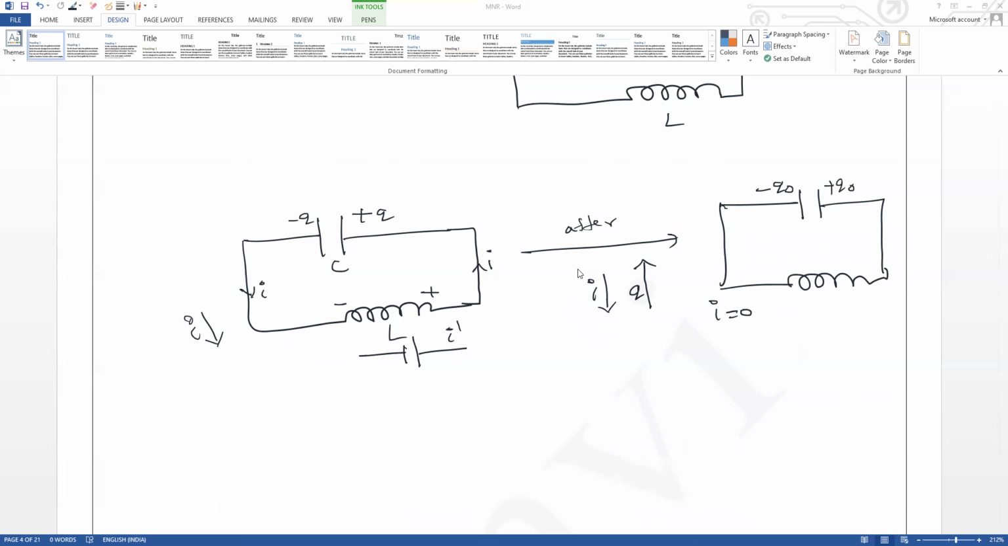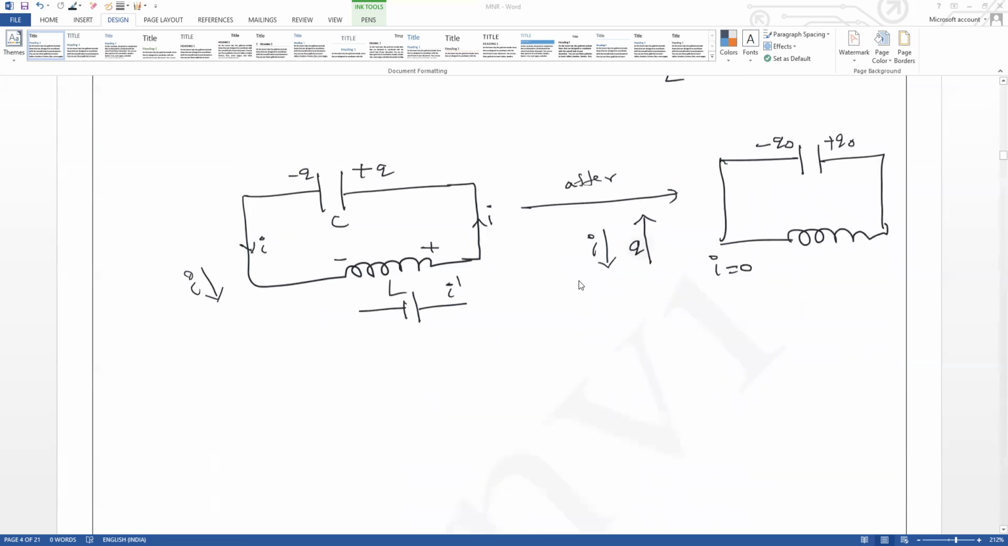Now minus Q naught and plus Q naught are the charges, and the current becomes 0. Now what will happen, everybody? Again the current becomes 0. Then again what will happen? The circuit will start again.